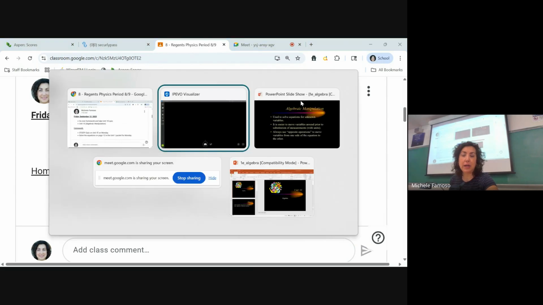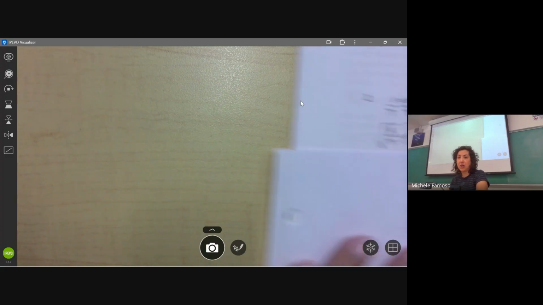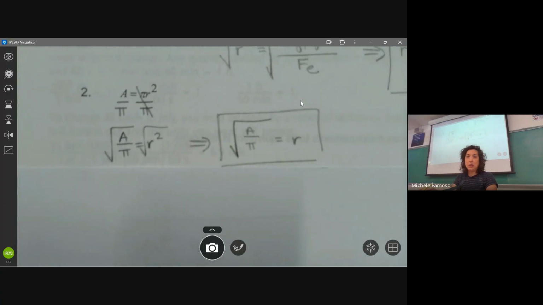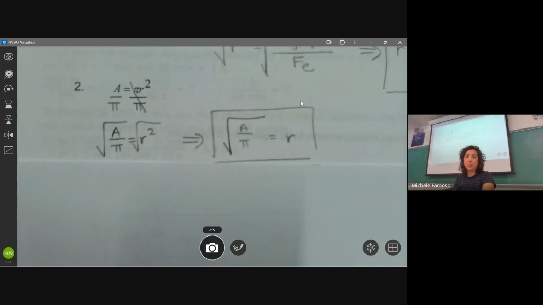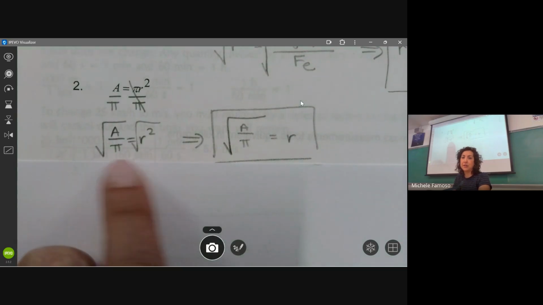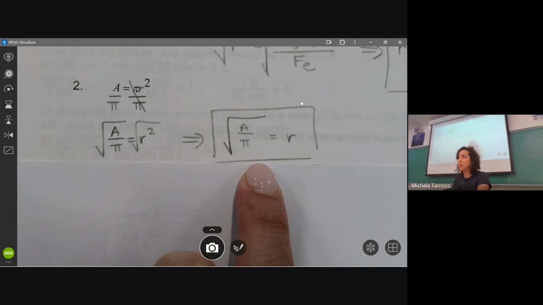Let's check it over. If you're getting things right, give yourself a star. So here is my solution for number 2, showing all the steps. I divided both sides by pi, this area of a circle. So I get a over pi is r squared, then take the square root. So r is the square root of a over pi.